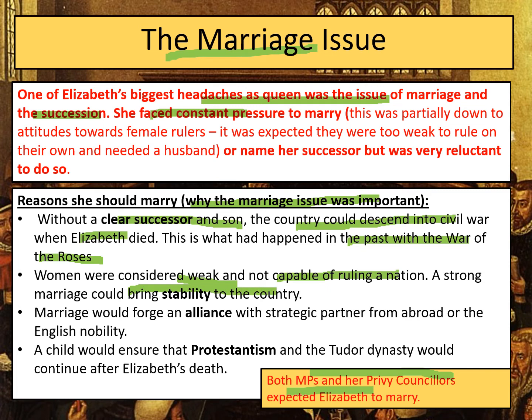If she chose to marry somebody from abroad, that could also really help England by building an alliance with a strategic partner, and it would help ensure that they were stronger in the future. Hence why Mary had married King Philip of Spain, even though that had caused problems. Furthermore, if she did get married, that meant that she could have a child. Remember that they wouldn't be allowed to have a child outside of marriage. And a child would ensure that Protestantism and the Tudor dynasty would continue after Elizabeth's death. Remember that she's the last of the Tudor children and the last child of Henry VIII.